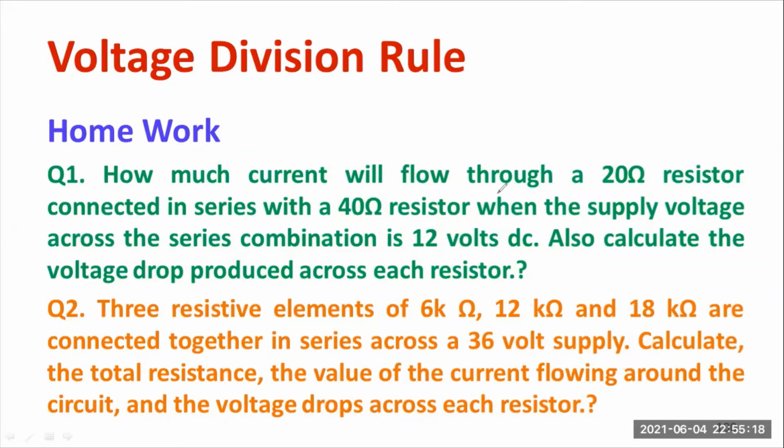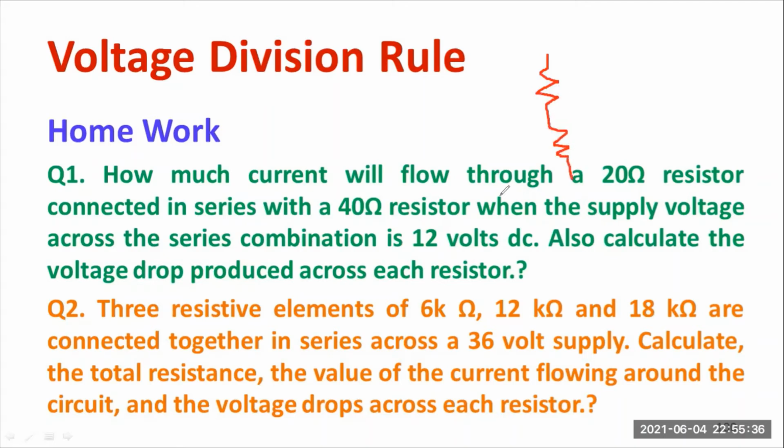How much current will flow through a 20 ohm resistor connected in series with a 40 ohm resistor when the supply voltage across the series combination is 12 volt DC? Also calculate the voltage drop produced across each resistor. Very simple. First of all, you have to draw the circuit. That is very important. Then only you will understand.